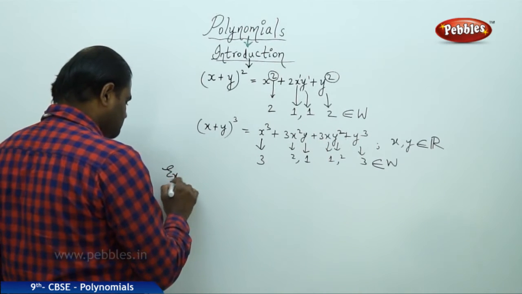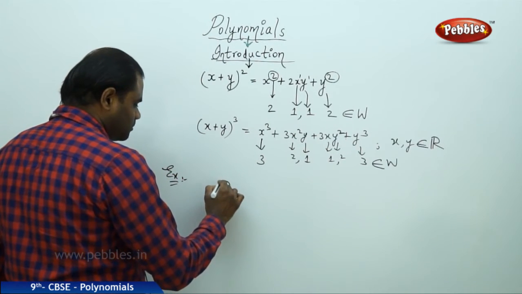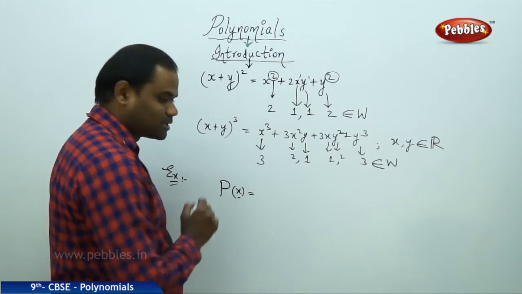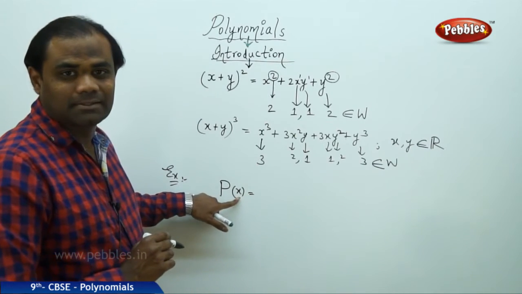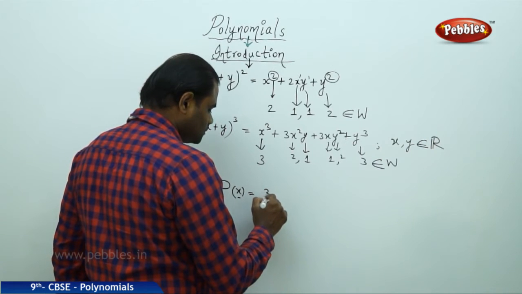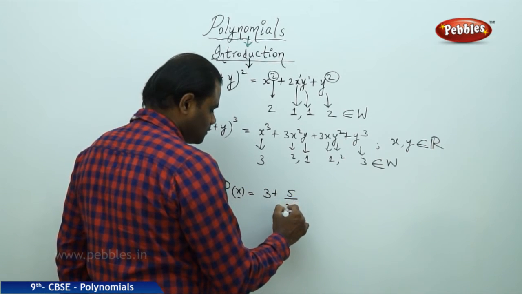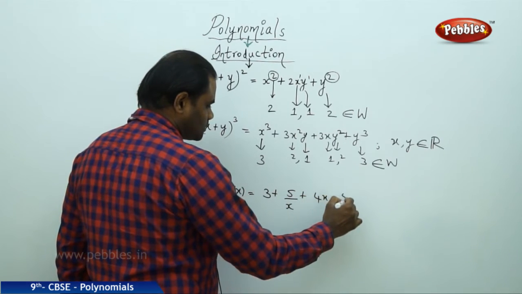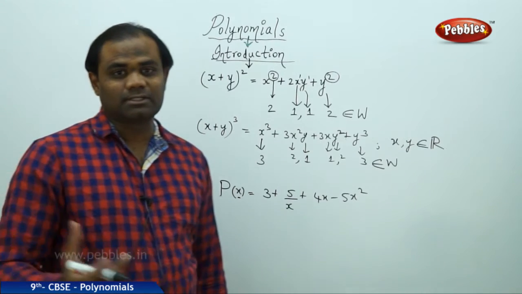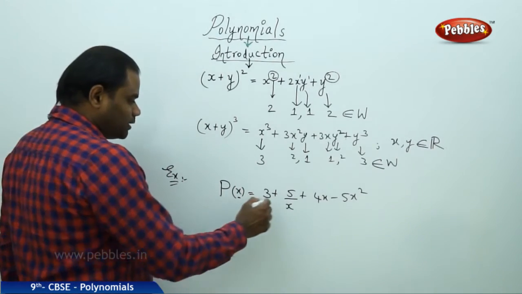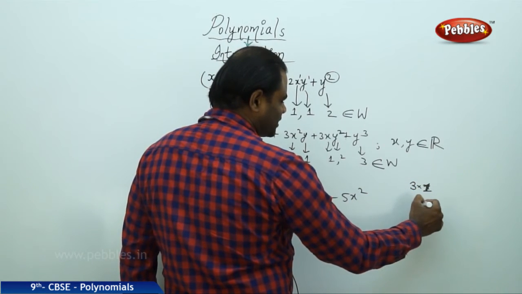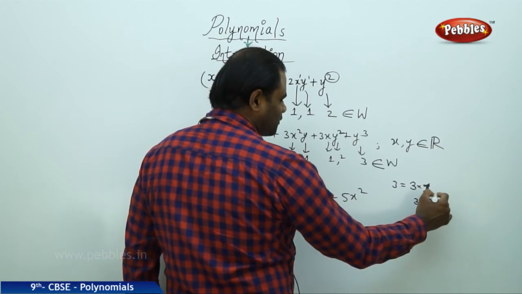For example, I have, say, p of x. I denote the polynomial with, say, p of x, which indicates a polynomial in variable x belonging to R. Then if I have this to be 3 plus 5 by x plus 4x minus 5x squared, let's see what each of the powers is here. Now 3, which is a constant, can be written as 3 times 1, which indirectly can be written as 3 times x power 0.